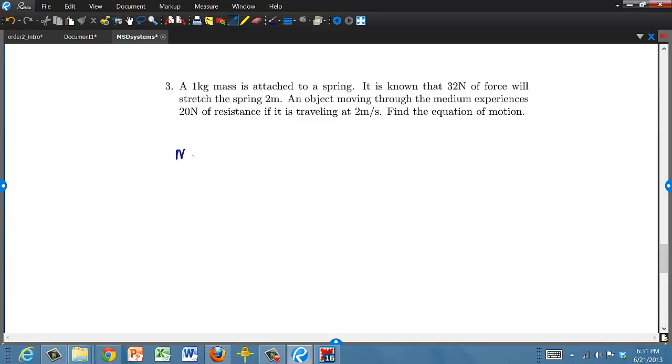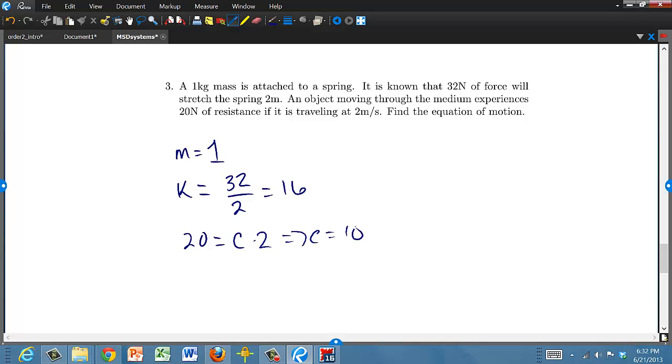So let's see, we have our mass is 1. 32 newtons of force will stretch the spring 2 meters, so we know that our spring constant is 32 newtons over 2 meters, so that's 16. We know that 20 newtons of resistance is our damping coefficient times 2 meters per second, so our c is 10, and we're left with y'' plus 10y' plus 16y equals 0.